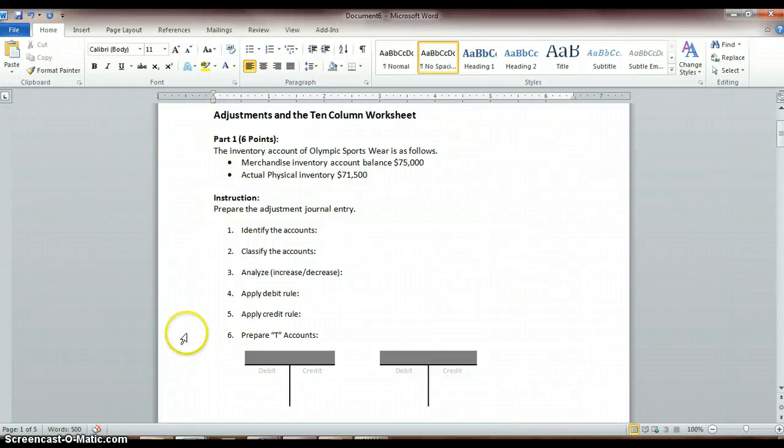Okay, hello accountants. Today we're looking at Unit 8, Section 2's first assignment titled Adjustments and the 10-column worksheet.